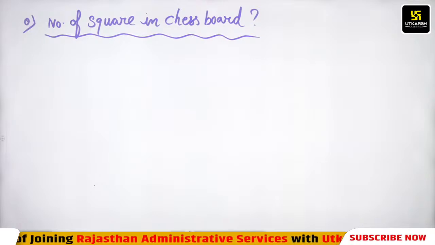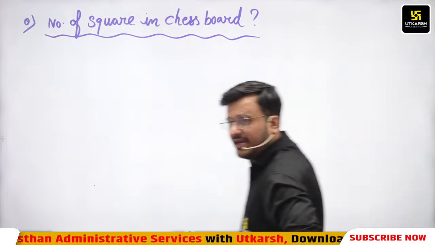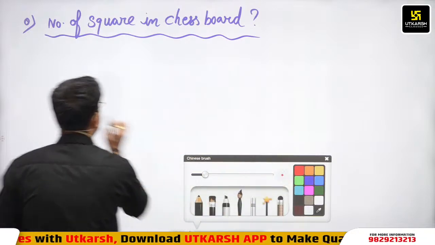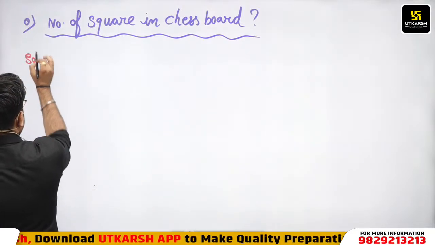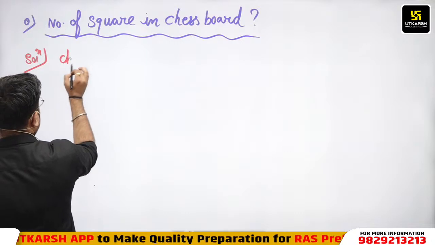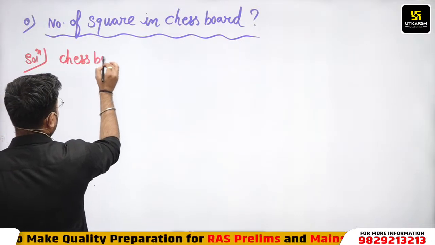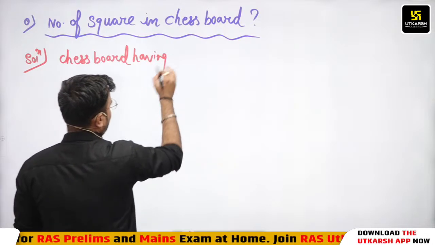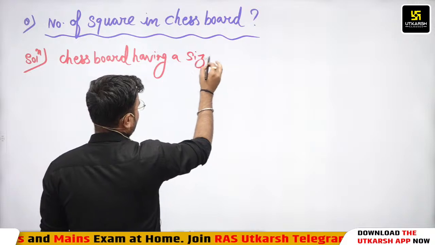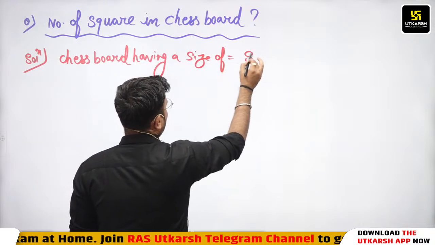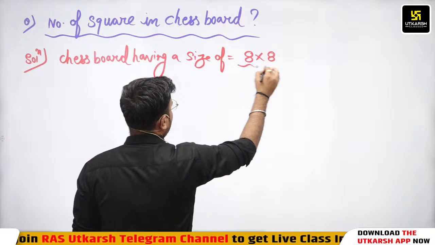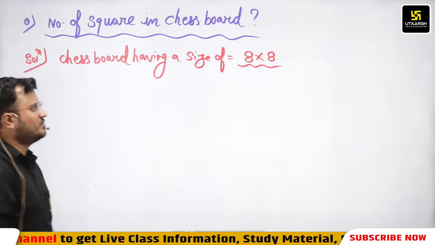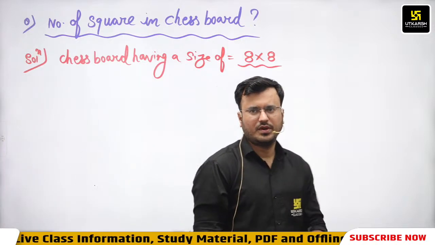So the chessboard has a size of 8 into 8. 8 into 8 means the number of smallest squares in horizontal order is 8 and the number of smallest squares in vertical order is also 8.